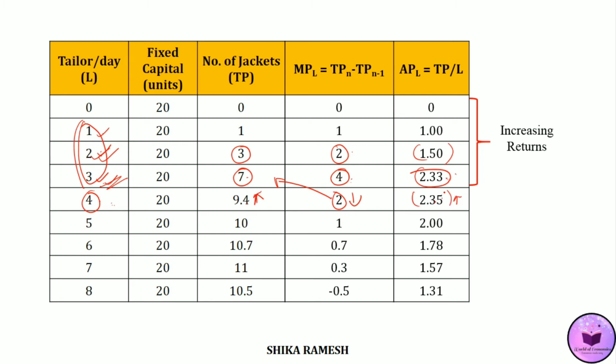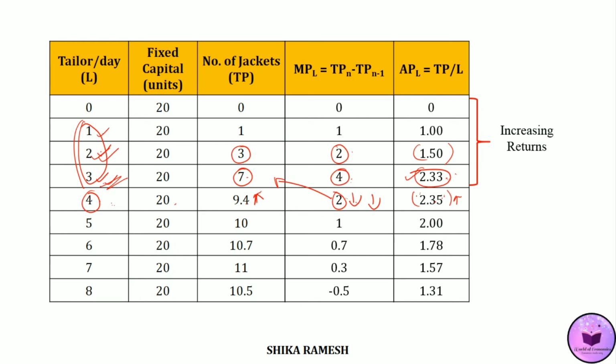So here the marginal productivity of that fourth tailor is decreasing because of the fixed factors. All those 4 tailors are working with the fixed factors in the short run. That is why even though the fourth tailor is more productive than the third tailor, still the fourth tailor is able to contribute only less number of jackets to the total output.